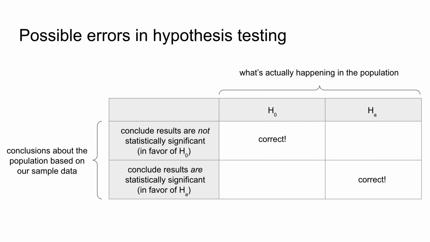First, suppose the null hypothesis is actually true, but our sample data provided evidence in favor of the alternative. This false positive is also referred to as a type 1 error. Similarly, suppose the alternative hypothesis is actually true, but our sample data didn't establish statistically significant evidence for this hypothesis. This false negative is also referred to as a type 2 error.